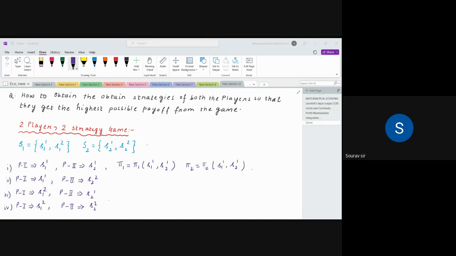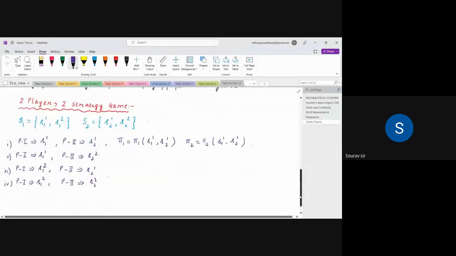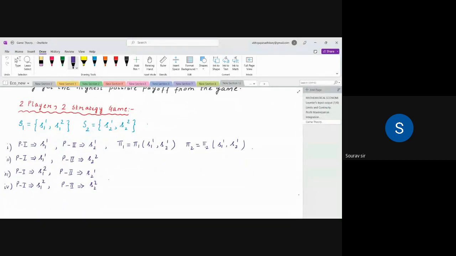Sir, in cases 3 and 4, you have written 2 and 1. But in the main first equation, there is no 2 or 1. There is 1, 1, 1, 2. In pi 1, there is S11, S12. But you're talking of this. Yes, yes.